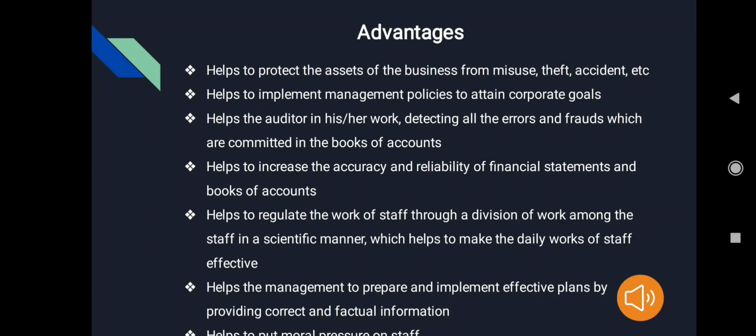Helps to regulate the work of staff through a division of work among the staff in a scientific manner, which helps to make the daily work of staff effective. It also helps the management to prepare and implement effective plans by providing correct and factual information, and also helps to put a moral pressure on staff itself.